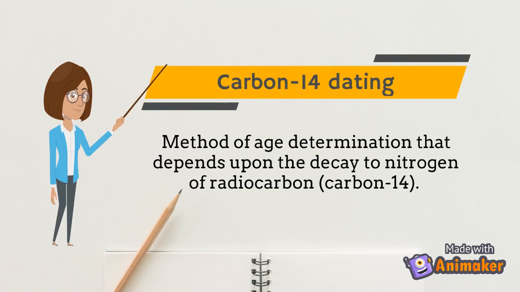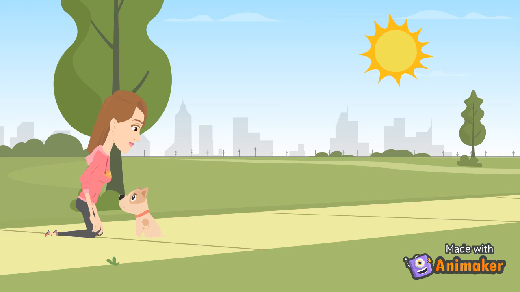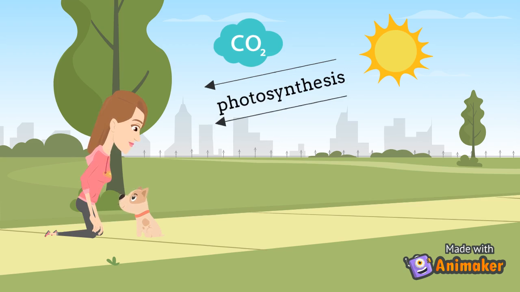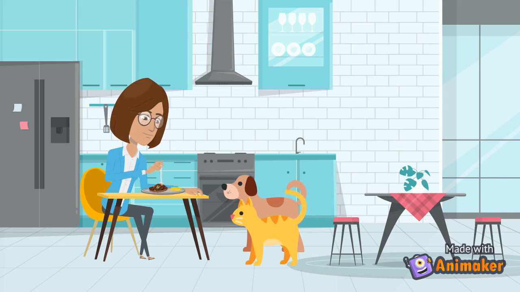Carbon-14 dating is also known as the radiocarbon dating method. It is one of the methods used to determine the age of a fossil, which depends upon the decay of radiocarbon to nitrogen. As we all know, carbon is one of the most essential elements in living creatures. For example, while plants are alive, they take in carbon through photosynthesis. Meanwhile, humans and other animals ingest carbon through plant-based food, or by eating other animals that eat plants.